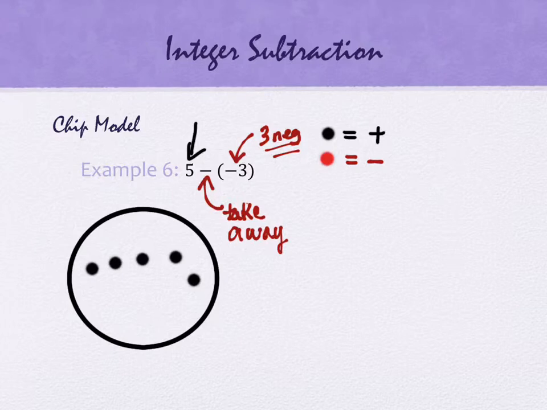Well, we're actually going to do that by putting in 0 pairs. When we did addition, we were removing 0 pairs. Do you remember that? If we saw a red and a black in there, I could remove them both. Well, it will actually be an equal quantity if I did this.